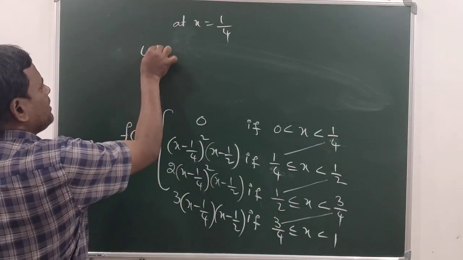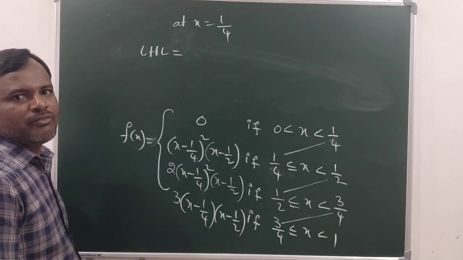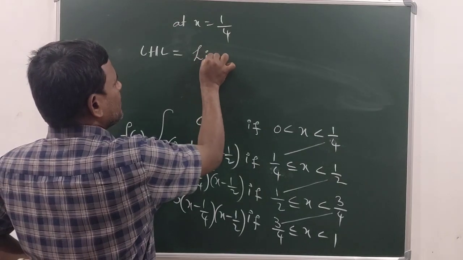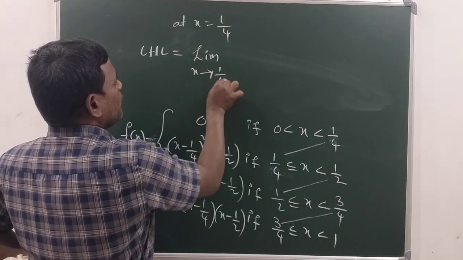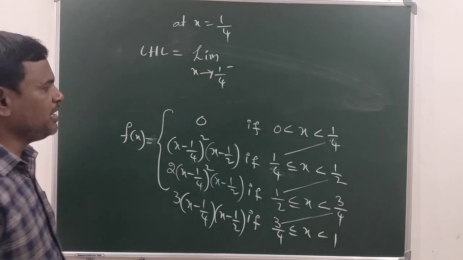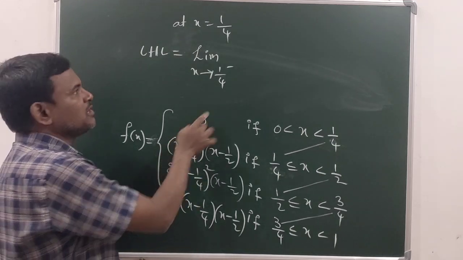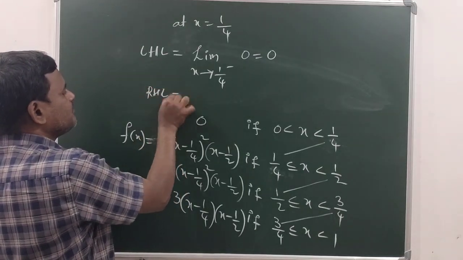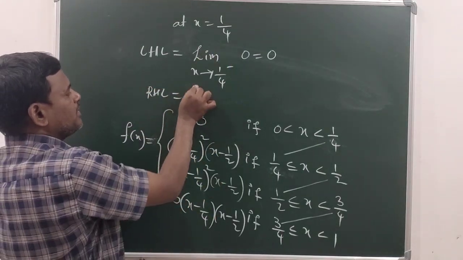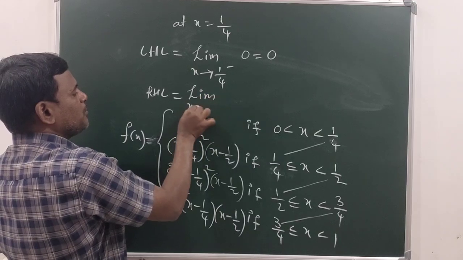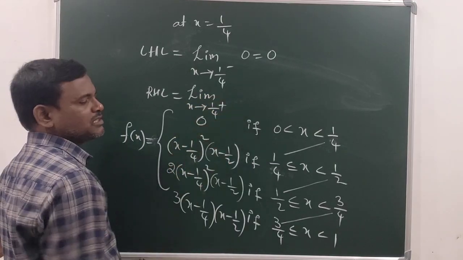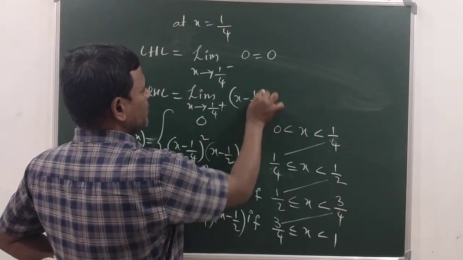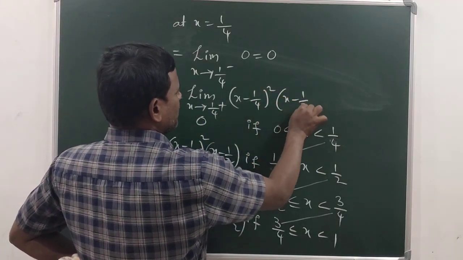For the left hand limit, the x value is smaller than 1 by 4. Limit x approaches 1 by 4 minus means which function do you have to prefer? This one. So here it is going to be 0. And the right hand limit at this point, limit x approaches 1 by 4 plus, means you have to consider this function, (x minus 1 by 4) whole square into (x minus 1 by 2).